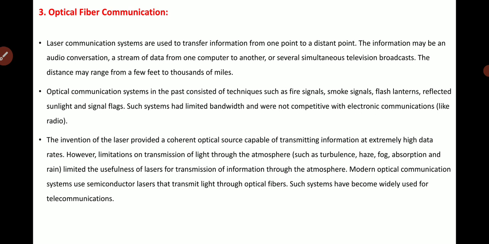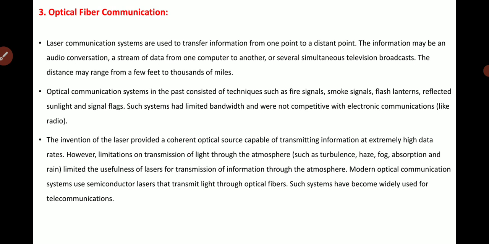Laser communication systems are used to transfer information from one point to a distant point. Okay? We look at the optical fiber communication application, a scientific application. The information may be audio conversation, or a stream of data from one computer to another, or several simultaneous television broadcasts. The distance may range from a few feet to thousands of miles.